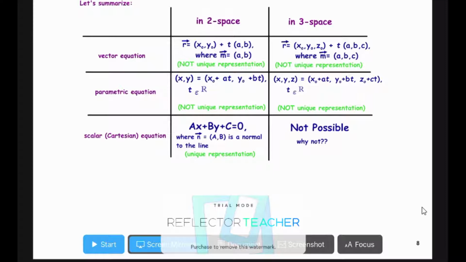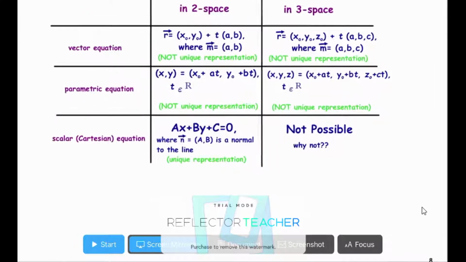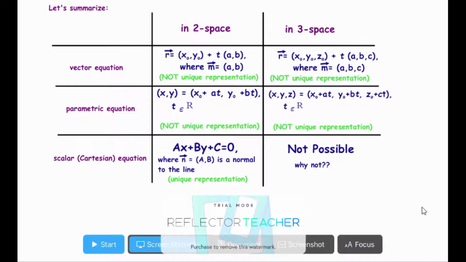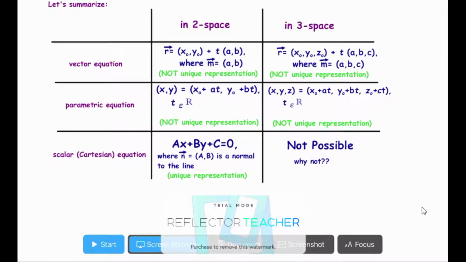Let's take a look at our summary here and describe what we have learned so far. Dealing with equations of lines in 2-space, we can have the vector equation. Our vector is defined by a point on the line and a parameter times our direction vector, where our vector m is equal to a, b. This is not a unique representation. There are multiple ways we can find a vector equation of a line.